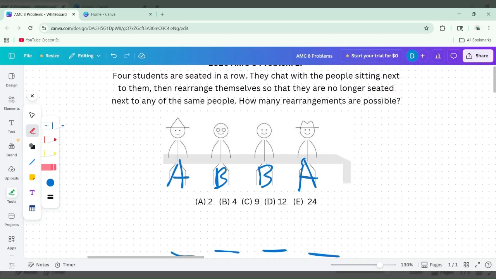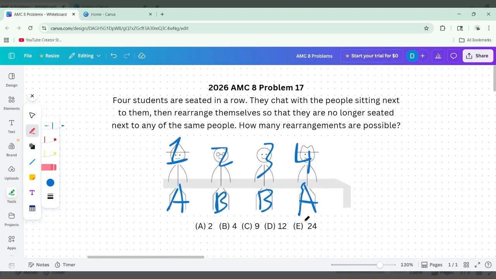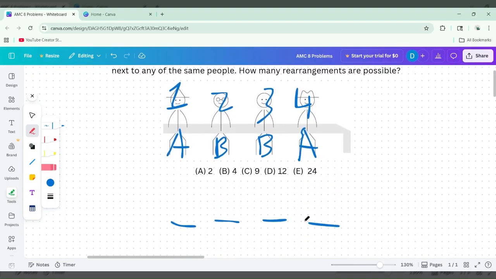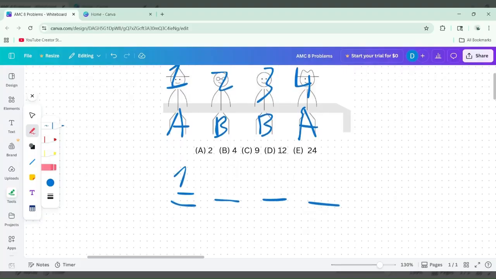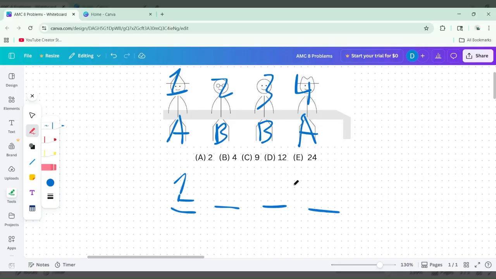So we can label the people 1, 2, 3, 4, and this will help us determine how many arrangements are possible. So if person A starts, or person 1 starts, that means person 3 or 4 has to come in the next seat. So 3 or 4. Now 3 won't work.